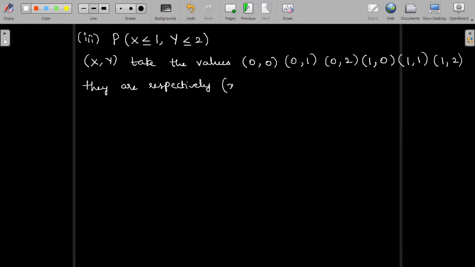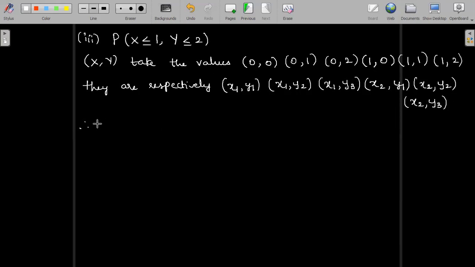0, 0 means x1, y1. And this is x1, y2. Next one is x1, y3. Similarly, the fourth one is x2. X is changed. So x2, y1, x2, y2. And the last one, x2, y3.